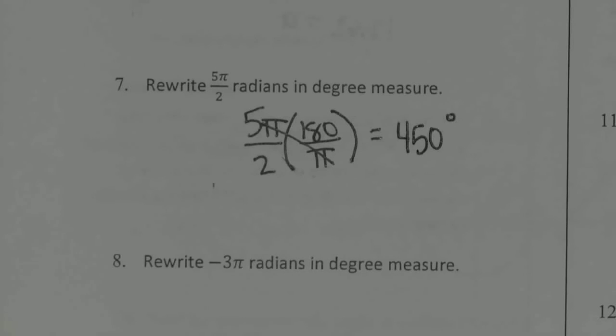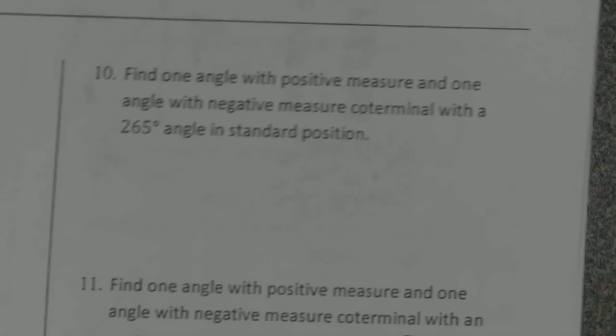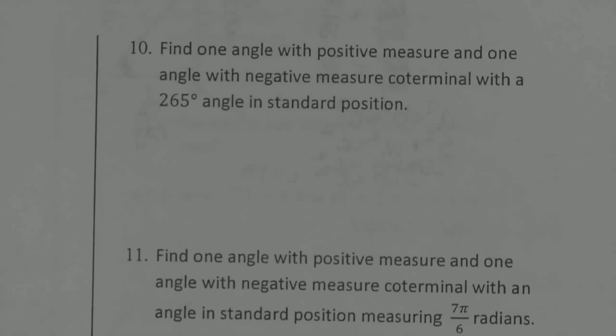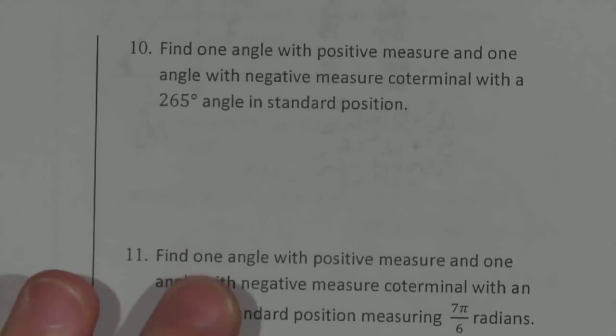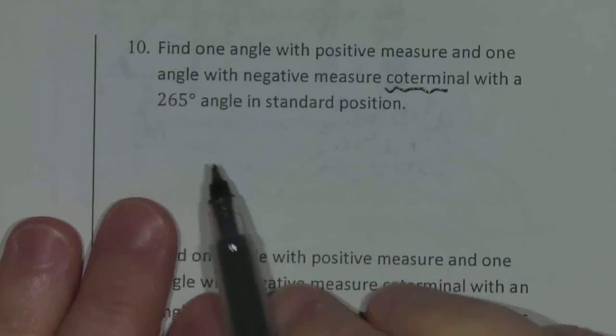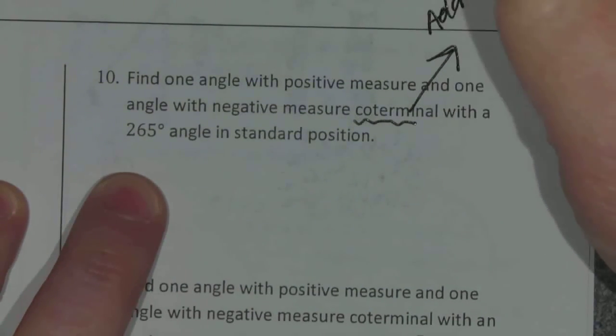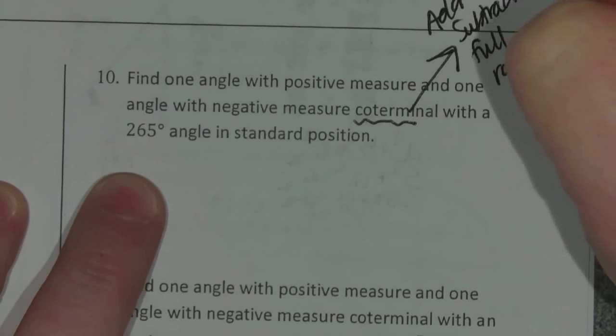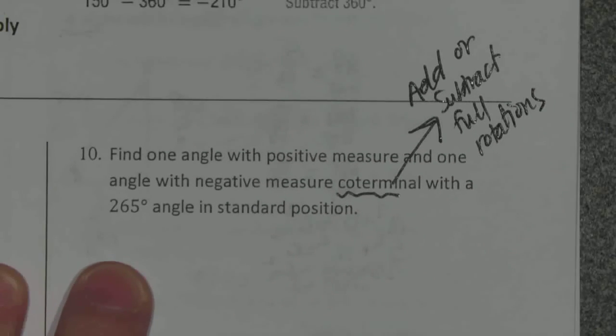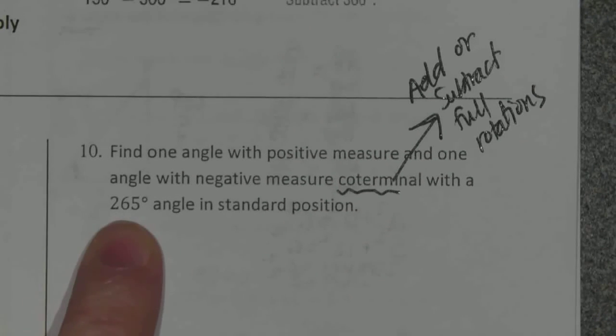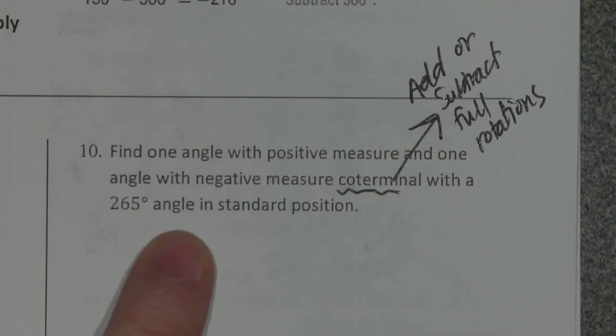All right, the next two problems work that exact same way. You just have to figure out which formula to use. Let's skip over to number 10 and look at it. So number 10 says find one angle with positive measure and one angle with negative measure that's coterminal with the angle in 265 degrees. So coterminal really means add or subtract rotations, right? Do you remember how much a full rotation is in degrees? Yeah, a full rotation is 360 degrees.